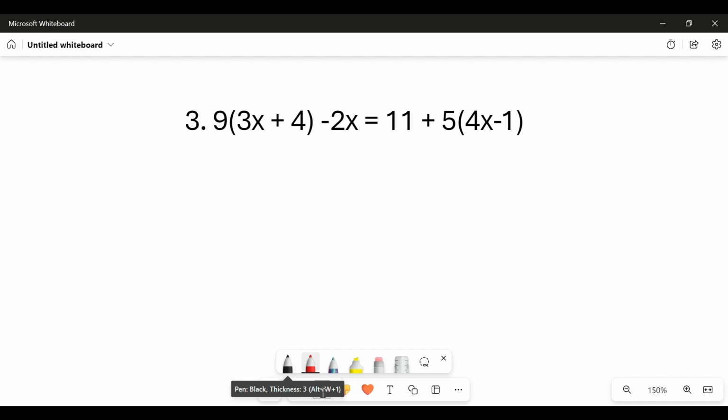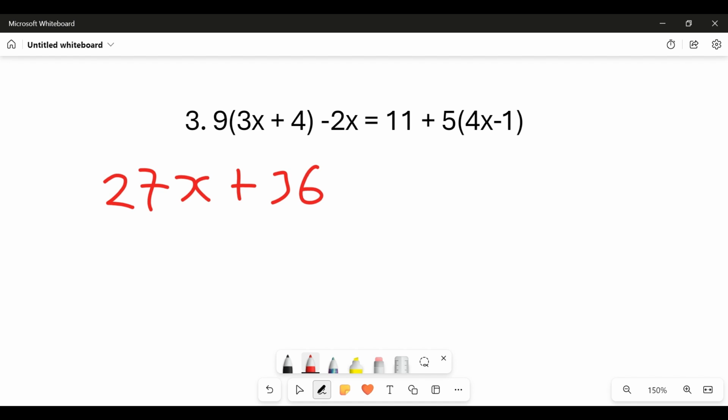So now, to open these brackets, we have 9 times 3. That's 27. No, that's 28. Don't always do this off air. If you are in an exam situation, always use your calculator. Have a quality calculator as an economist. So no, it's 27. So you have 27x plus, what is 9 times 4? 9 times 4 is 36, plus 36. We've opened the first bracket, minus 2x equals 11, plus what is 5 times 4?